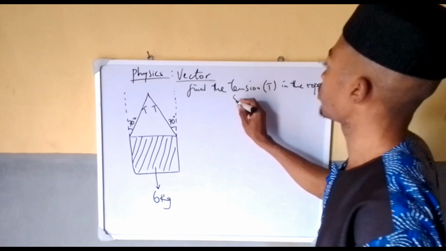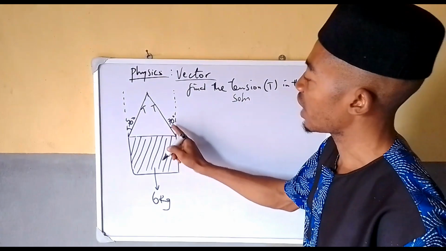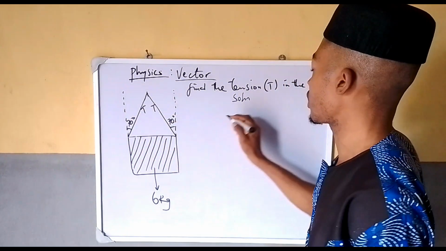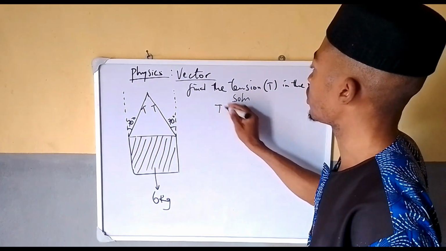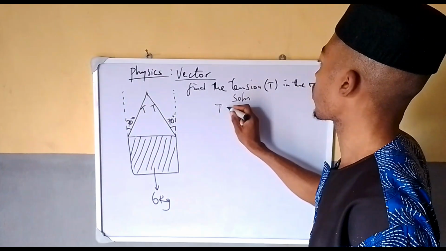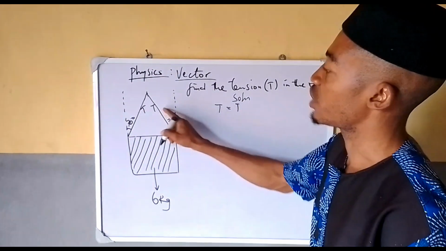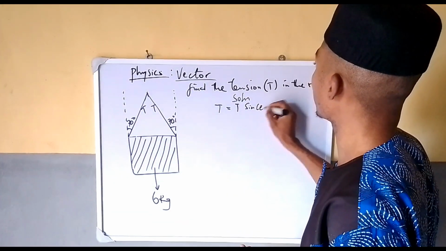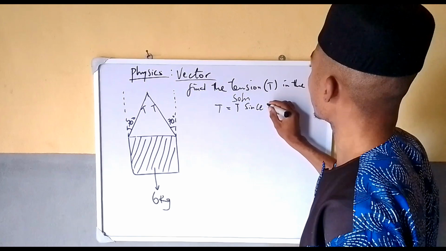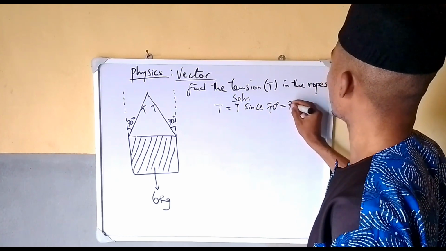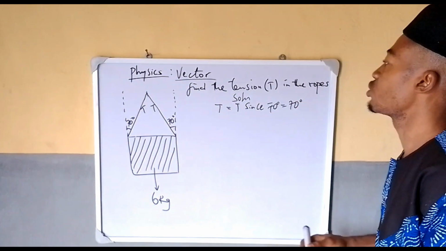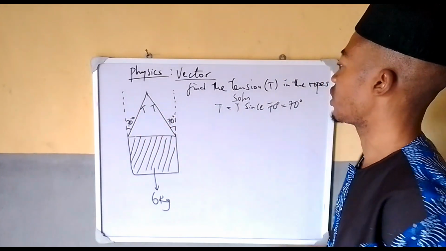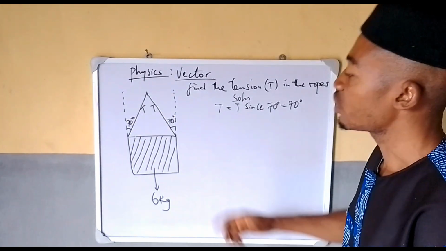The first thing you need to know here is that the angle of inclination of each of these ropes to the vertical line is 70. That tells you that the tension T in this rope is equal to the tension T in the second rope, because they both have the same angle of 70 degrees. Whatever tension is found in the first rope will be found in the second rope. Then, how do you solve this problem?